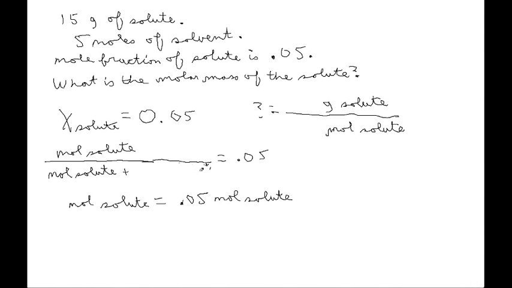We subtract 1 minus 0.05 moles of solute, and we get 0.95 moles of solute, and that is equal to 0.25, so we divide by 0.95. So 0.25, divide that by 0.95, and moles of solute is equal to 0.26.